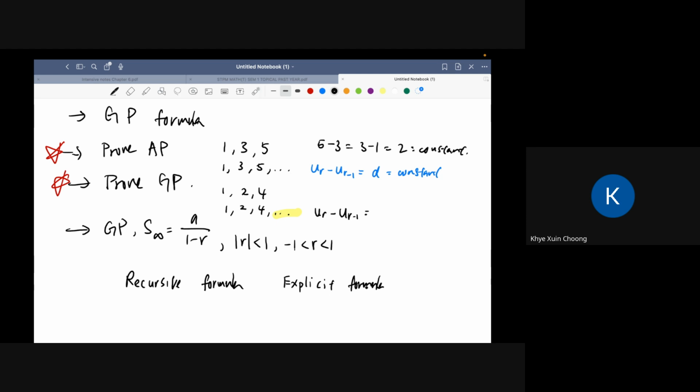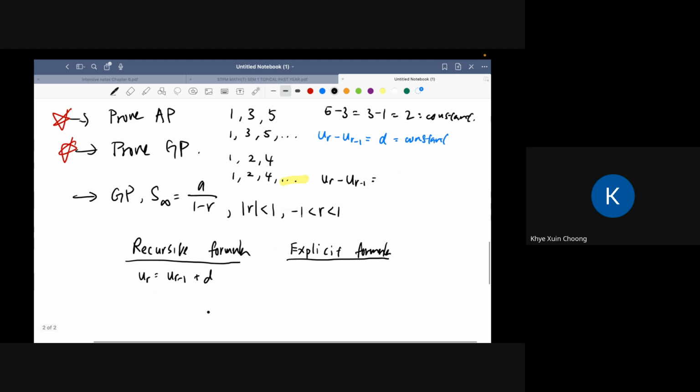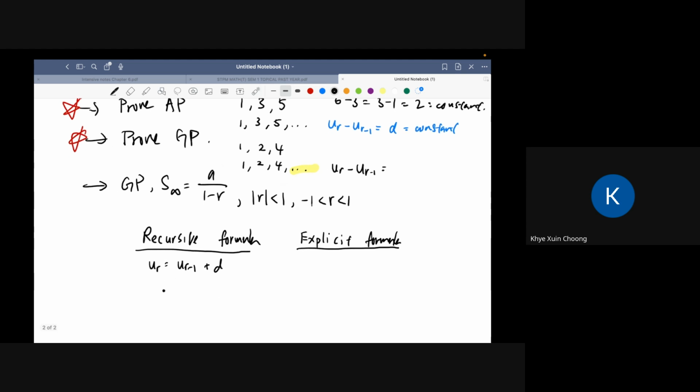Okay. So for recursive formula, recursive means that it always calls back the previous terms. So the formula might be something like this. For example, U_r equals U_(r-1) plus d. It can also be like U_r equals, let's say, k times U_(r-1).